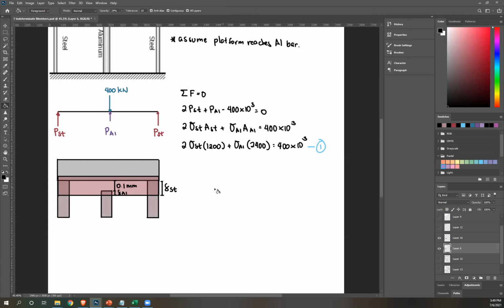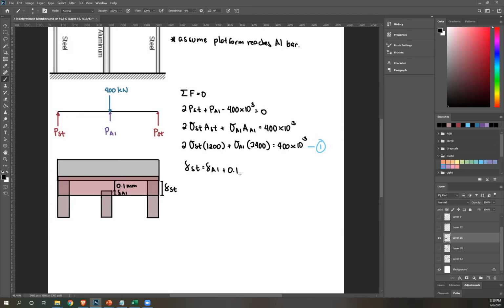Okay. So from this, you can see the equilibrium equation. As you can see, sigma ST is just equal to this, which is 0.1 plus sigma AL. So again, that's why free body diagram is important, because from your drawing is where you'll get your equation. So once again, deformation of steel is equal to deformation of aluminum plus 0.1 millimeter.